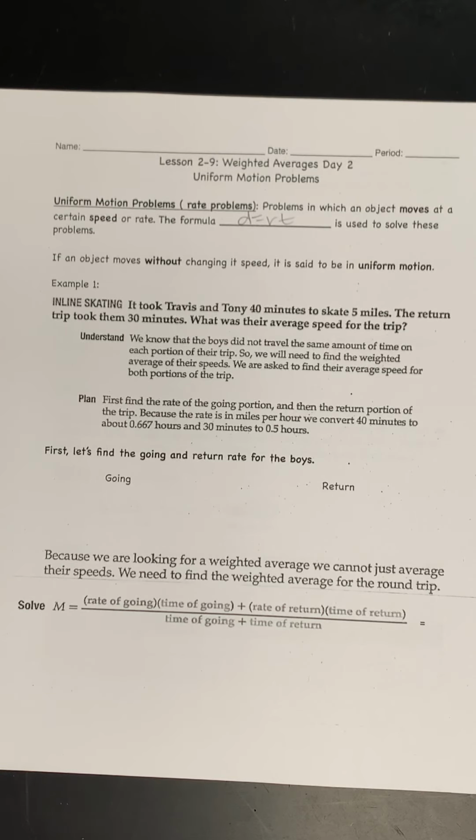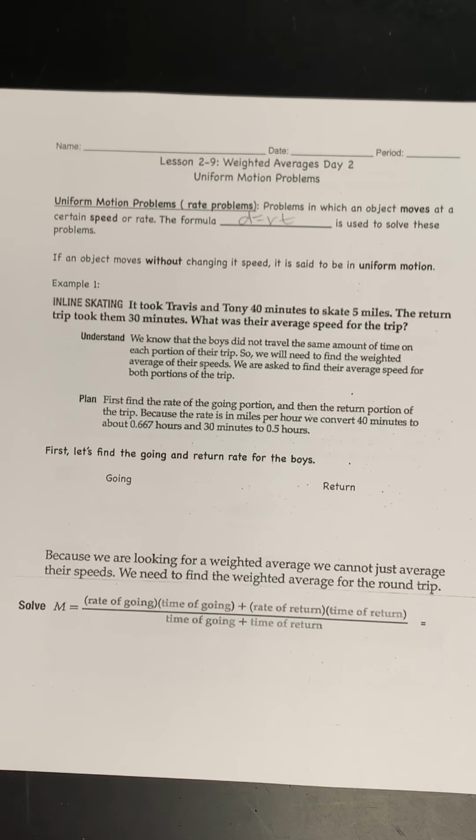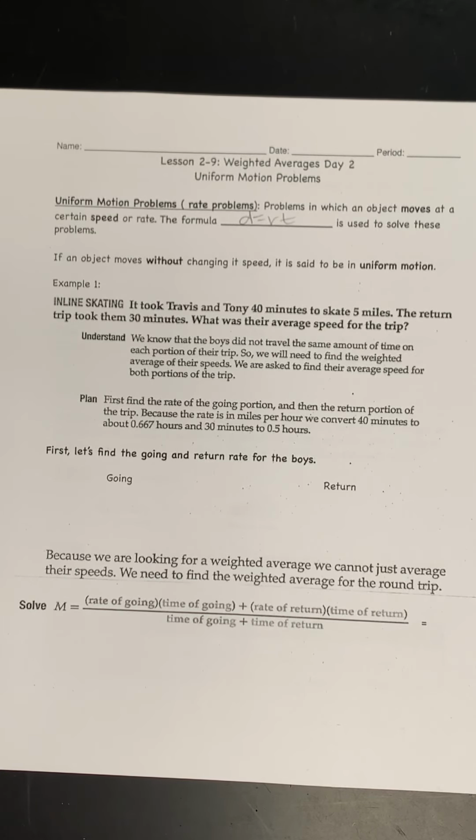So for example 1, it took Travis and Tony 40 minutes to skate 5 miles. The return trip took them 30 minutes. What was their average speed for the trip? So something that we need to know and understand with these kinds of problems is that the boys did not travel the same amount of time on each portion of their trip. So we're going to figure out the weighted average of their speeds.